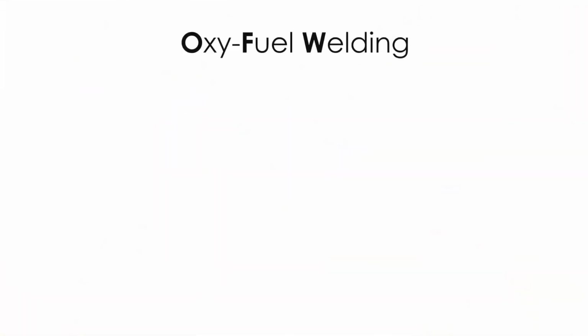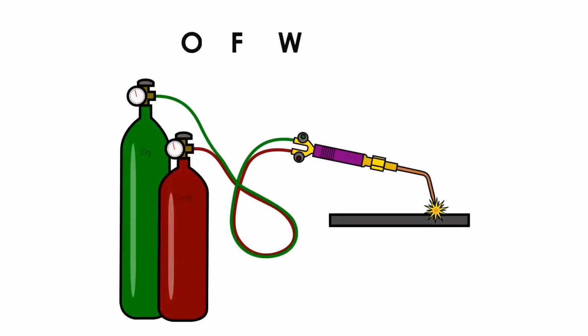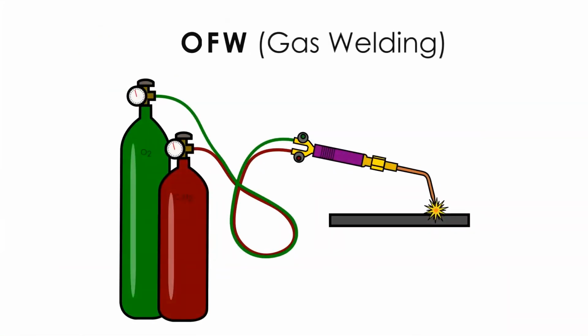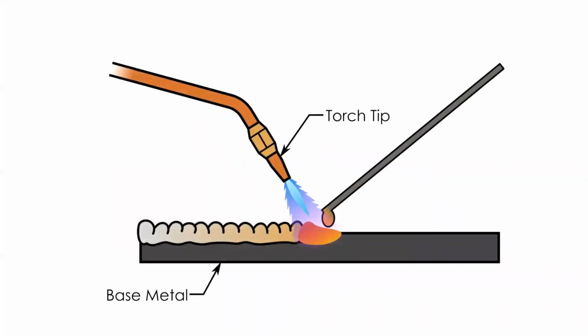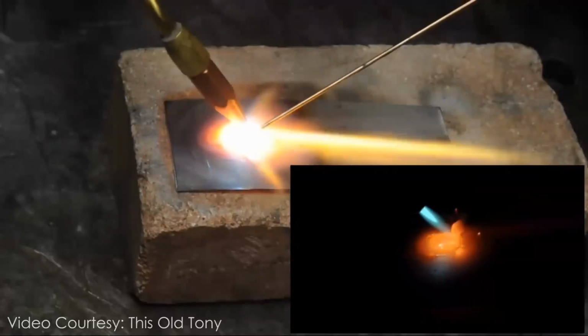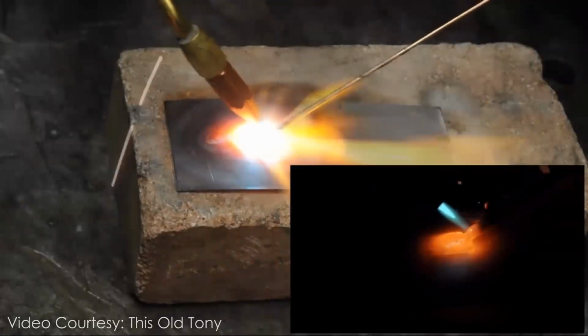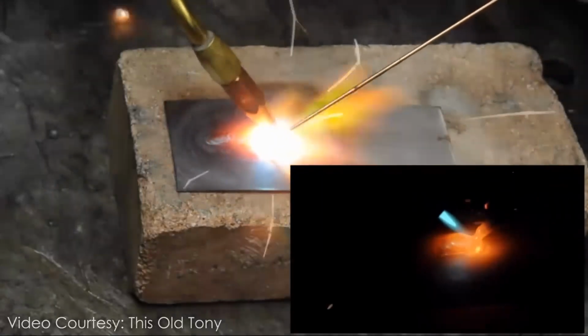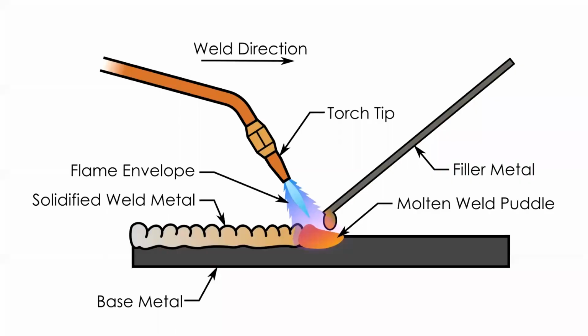The first is Oxy Fuel Welding, also known as gas or torch welding. In this method, the heat comes from the combustion of a mixture of pure oxygen and some other gas, usually acetylene. This combination creates an extremely hot flame which can exceed the melting point of most metals. The shielding comes from the flame envelope, and gas is generated by the combustion, mainly carbon dioxide. With Oxy Fuel Welding, you use the torch to generate a puddle of molten metal. With your other hand, you add filler metal to the weld. It's a very simple process and one of the oldest methods of welding.